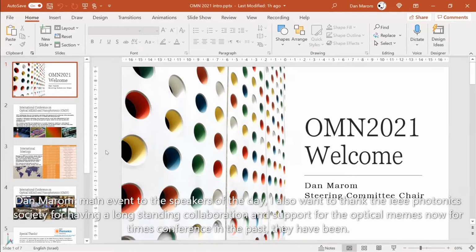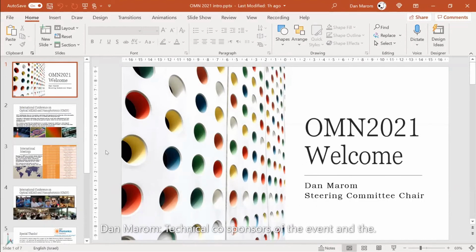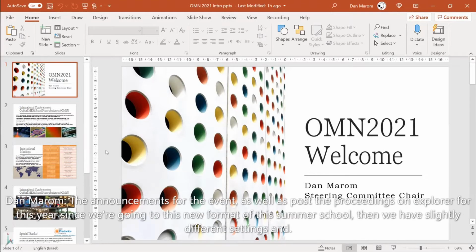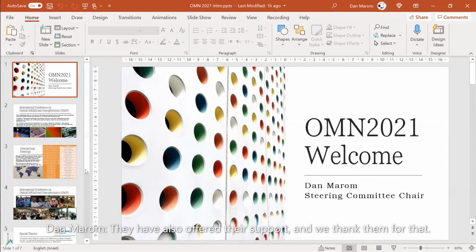In the past, they have been technical co-sponsors of the event, and with that support, they were also able to distribute the announcements for the event, as well as post the proceedings on IEEE Xplore. For this year, since we're going to this new format of a summer school, we have slightly different settings, and they have also offered their support, and we thank them for that.